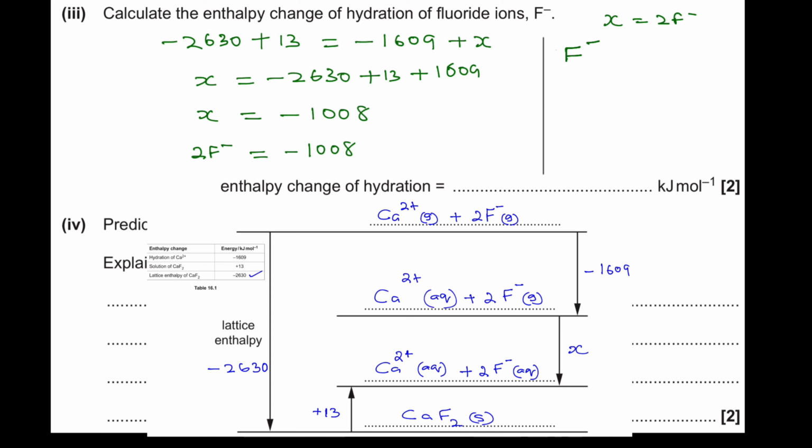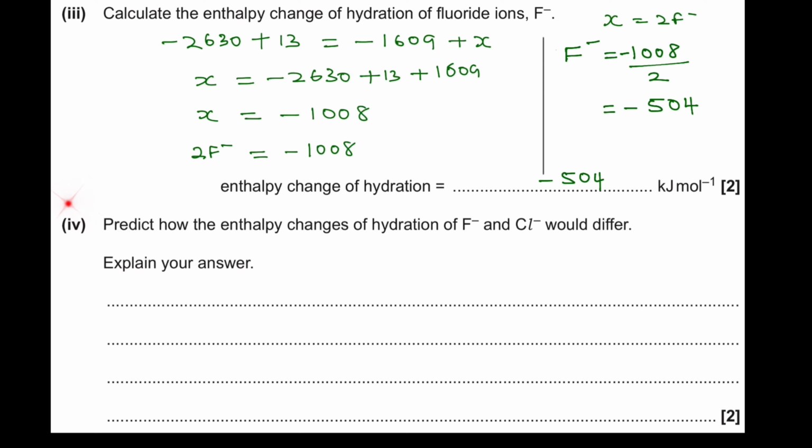F will be equal to -1008 divided by 2, which is -504. The answer we're looking for here would be -504 kilojoules per mole.